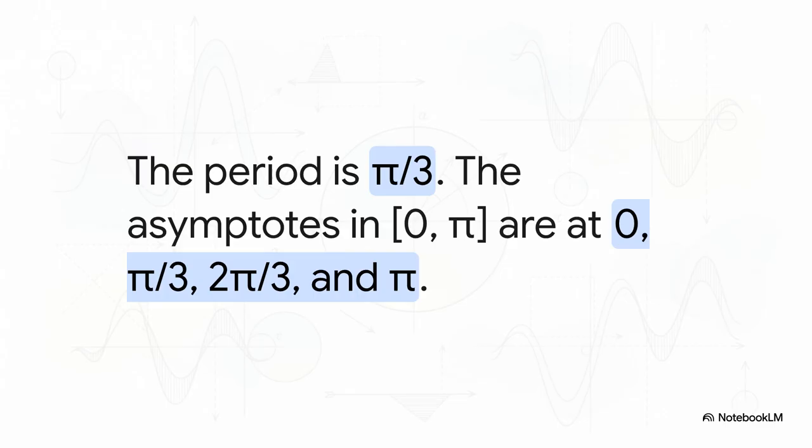The period is now a much shorter pi over 3, and our asymptotes are at 0, pi over 3, 2 pi over 3, and pi. I mean, think about what that means. We've squeezed that graph so much that 3 whole cycles now fit where just 1 used to.